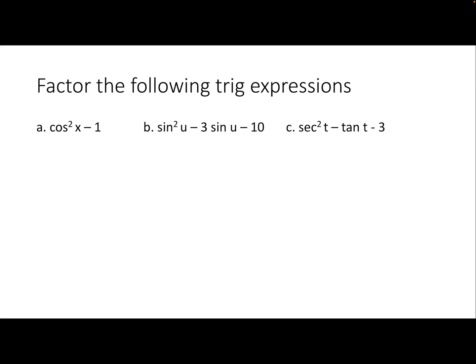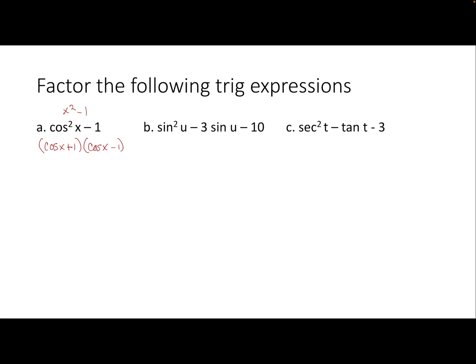So we can be asked to factor trig expressions. And when we're asked to factor trig expressions, it's similar to if we were asked to factor algebraic expressions. Cosine squared of x minus 1 is like taking an x squared minus 1 and factoring it. That's a difference of squares. So we'll find the cosine of x plus 1 times the cosine of x minus 1.